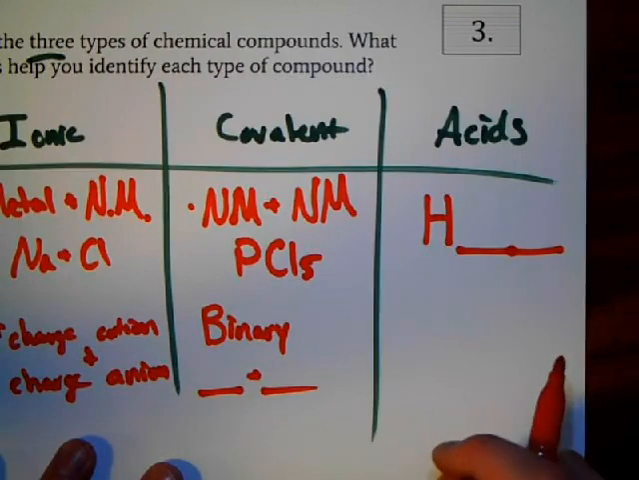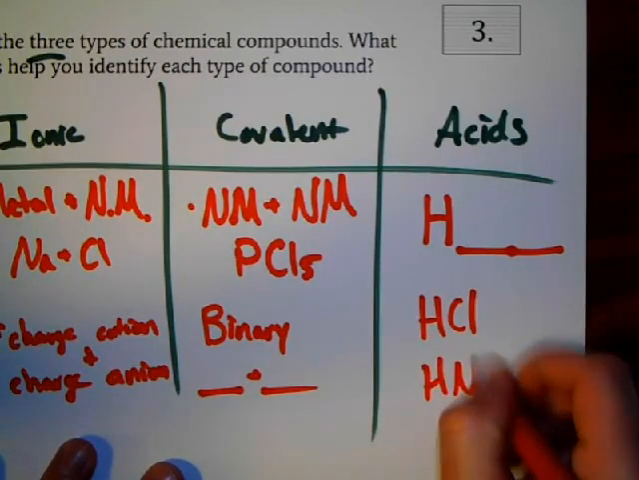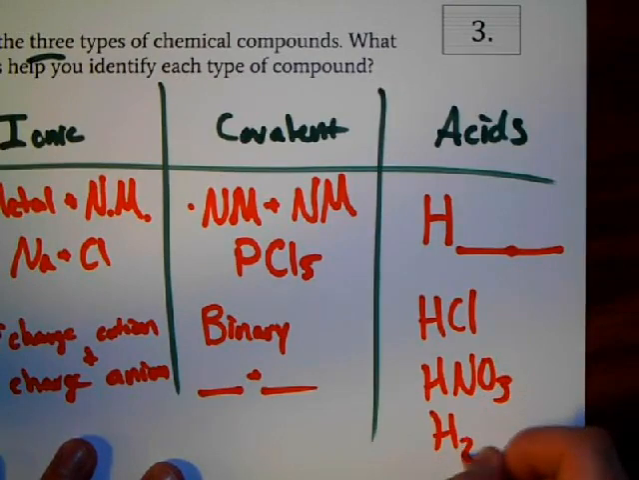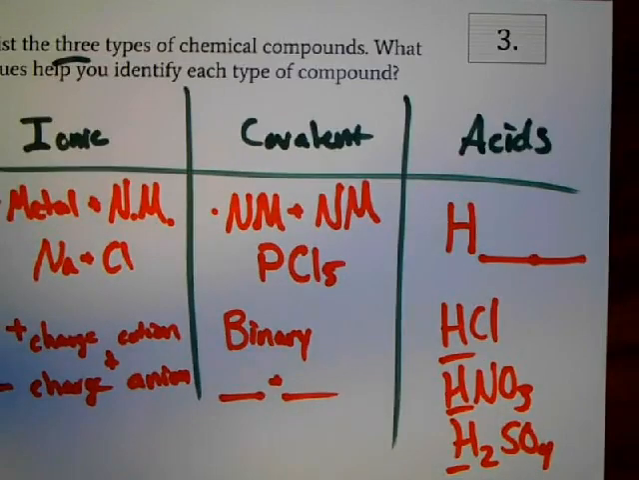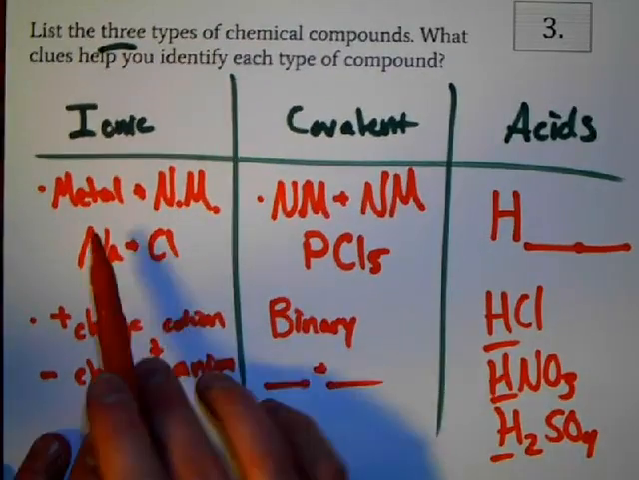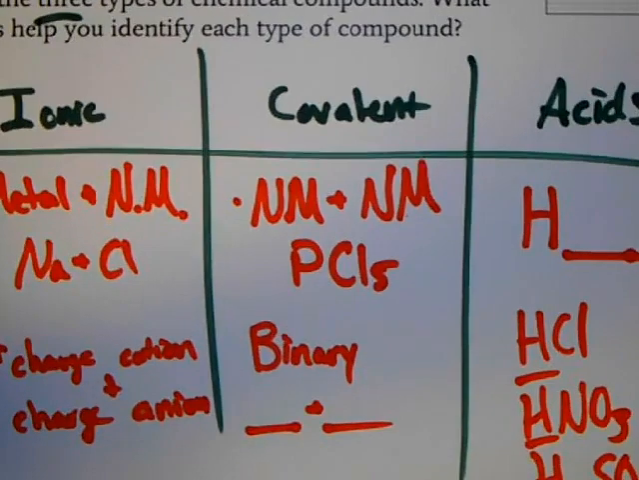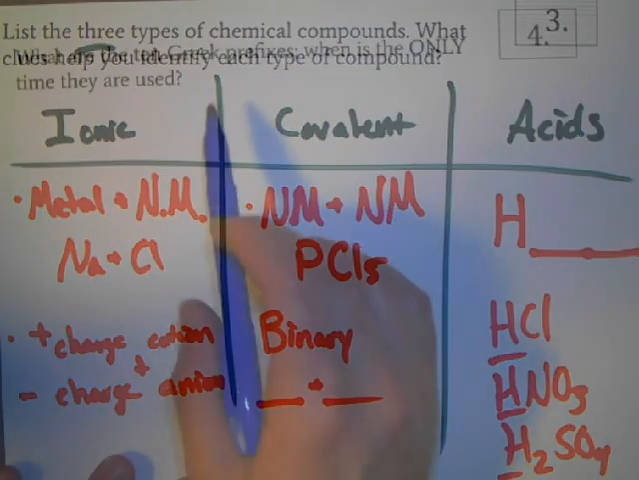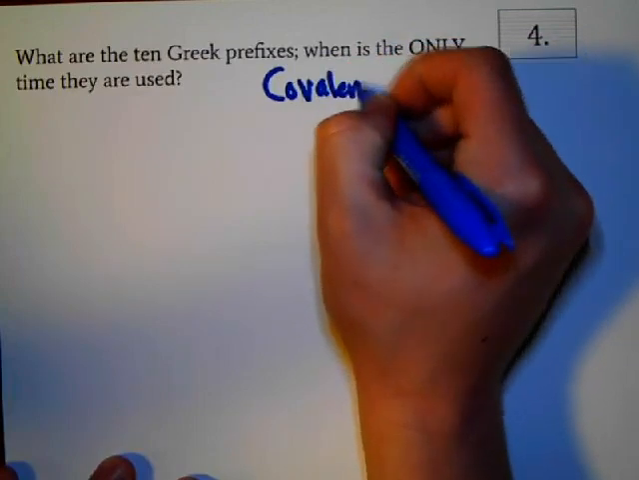We'll get more into specifics later on, but for right now, that's going to be anything like HCl, HNO3, H2SO4. All of them begin with hydrogen, so those are all going to be acids. Again, ionics are metals and nonmetals, covalents are nonmetals and nonmetals, and acids are anything that start with an H. We use Greek prefixes only for covalent compounds.